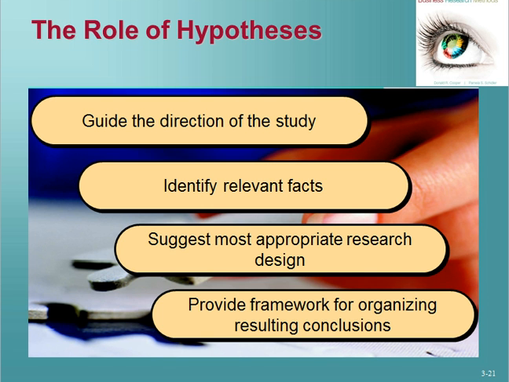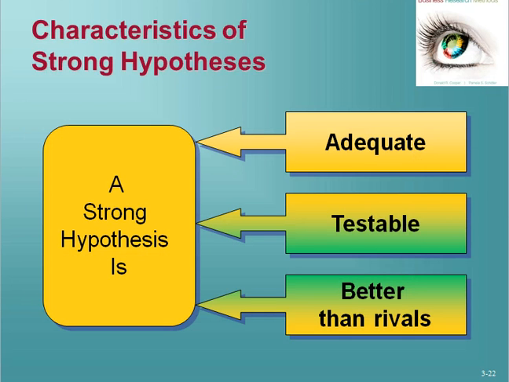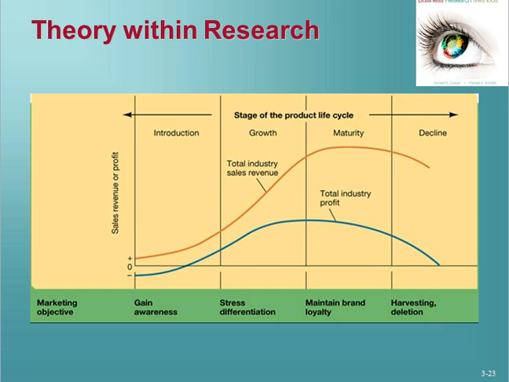This slide presents the function served by the hypothesis: to guide the direction of the study, to identify relevant facts, to suggest the most appropriate research design, and to provide a framework for organizing resulting conclusions. The conditions for developing a strong hypothesis are more fully developed in Exhibit 3.4. A strong hypothesis is adequate. It's testable. It's better than the other competing hypotheses.